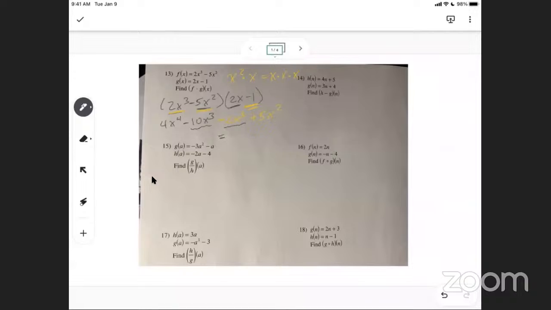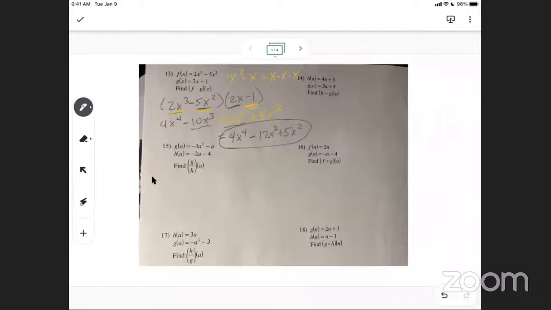Okay, there we go. So this is 4x to the fourth minus, what's negative 10x cubed minus 2x cubed? Negative 12x cubed. Good. Plus 5x squared. There's your answer. Nice.